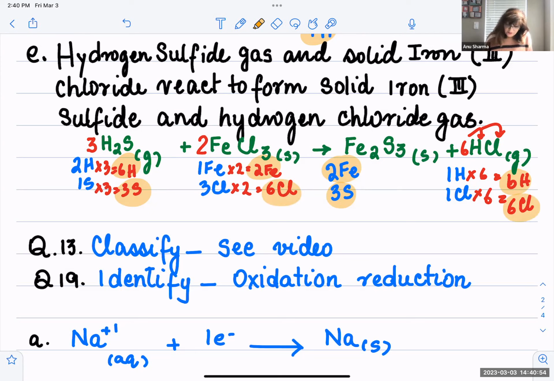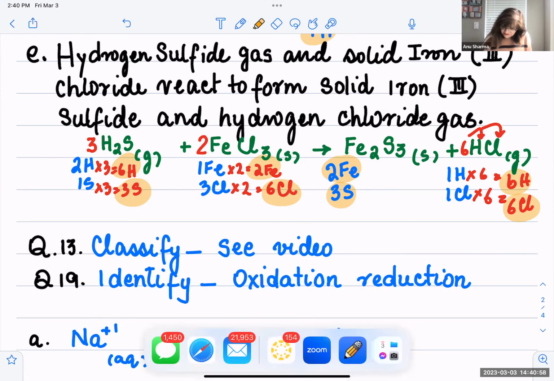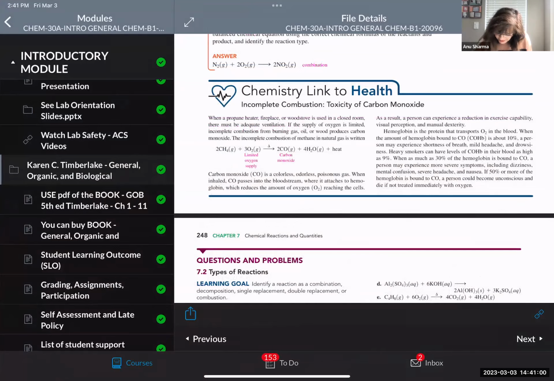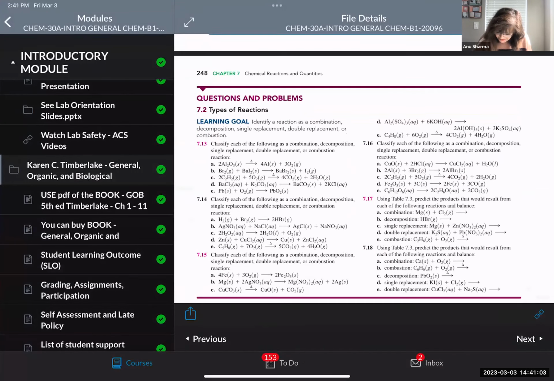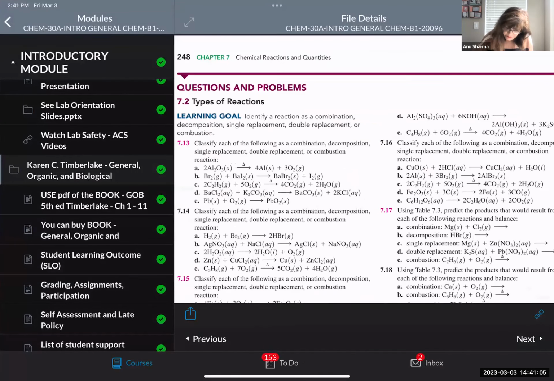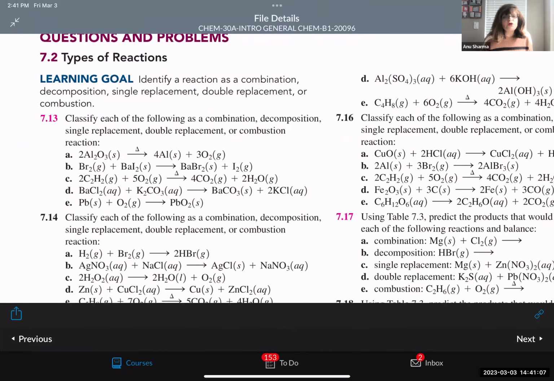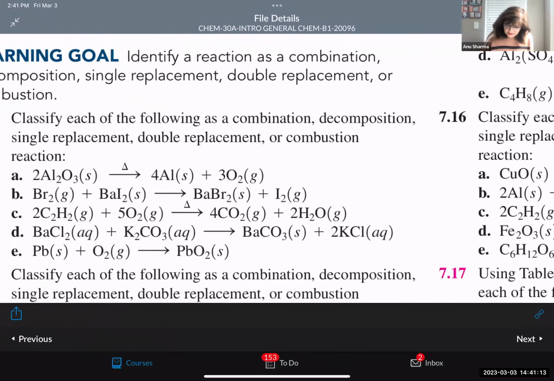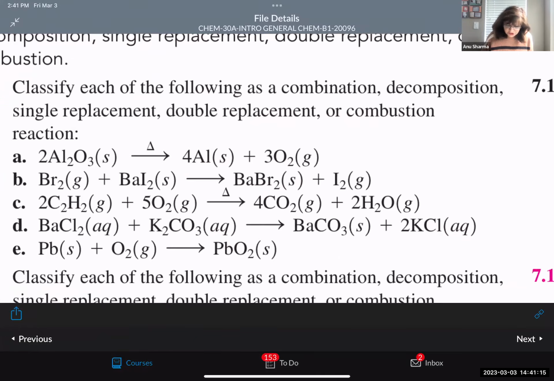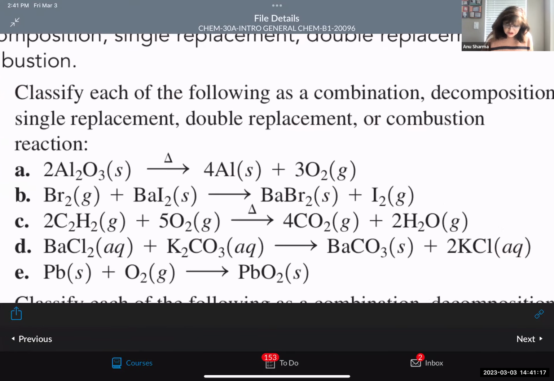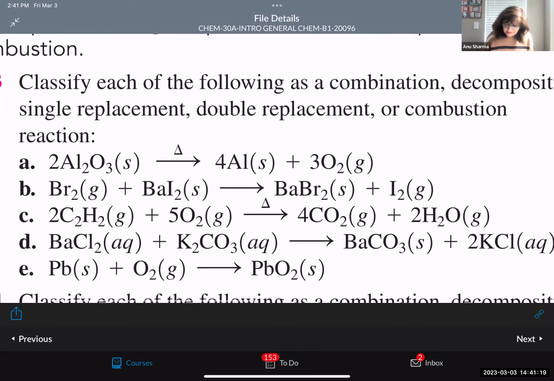Okay, now we are going to look at question number 13. Question number 13 is about classify. Let me make this bigger. Classify each of the following reactions as decomposition, combination, single replacement, double displacement, or combustion. Okay, so here the classification. I'm not going to write this, but I will just explain.